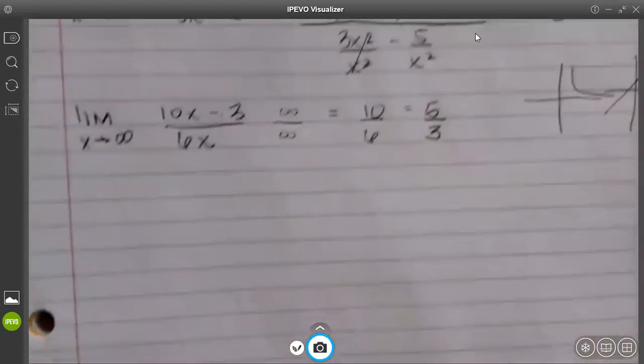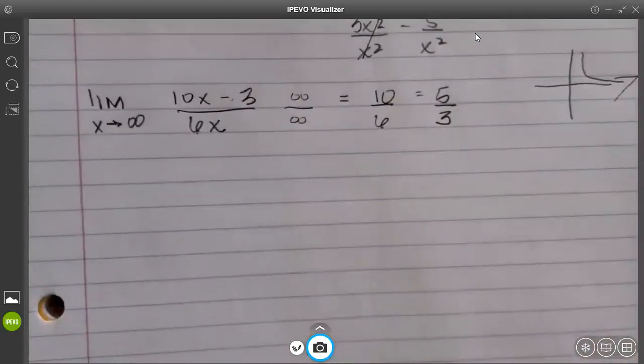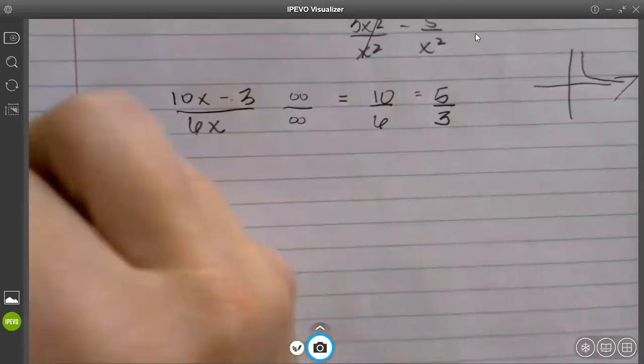All right, so there's number 9. What about 11? 11 was pretty simple. 15?